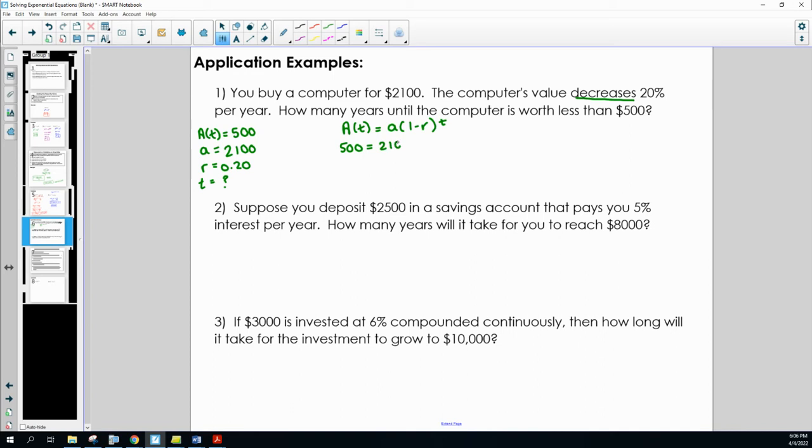A is 2100 times (1 minus 0.20) to the t. So if I clean this up a little bit, 2100 times 0.80 to the t. We want to get the base to the exponent by itself, like we were just doing in the previous problems. So we have to get rid of the 2100, so we're going to divide both sides by 2100.